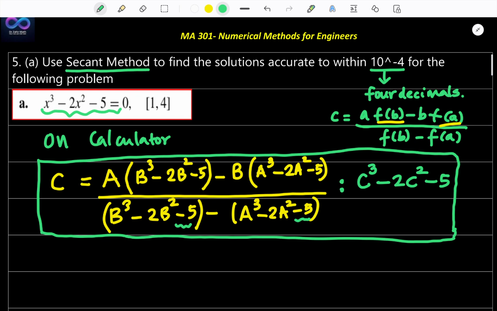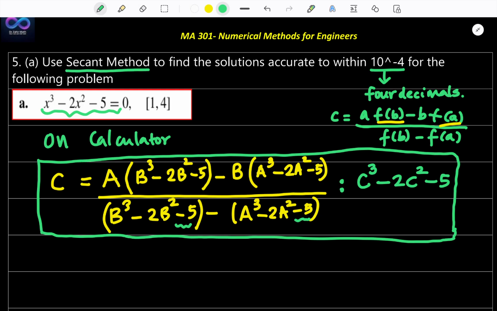So come on, take your calculator, all of you. Right. Alpha C equals alpha A, fraction mode. Alpha A bracket alpha B power 3 minus 2 alpha B square minus 5 minus B bracket open alpha A power 3 minus 2 alpha A square minus 5 close the bracket, over bracket open B cube minus 2B square minus 5 minus bracket open alpha A cube minus 2 alpha A square minus 5 bracket close, alpha colon.